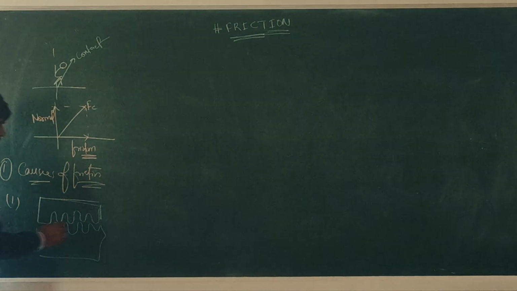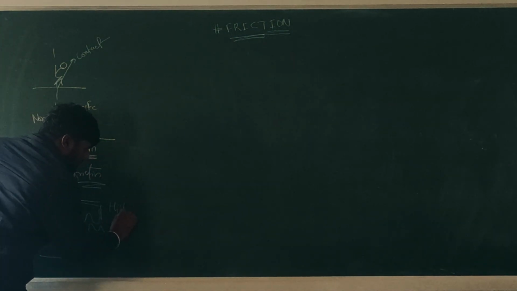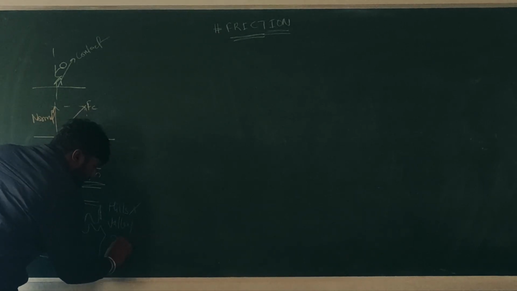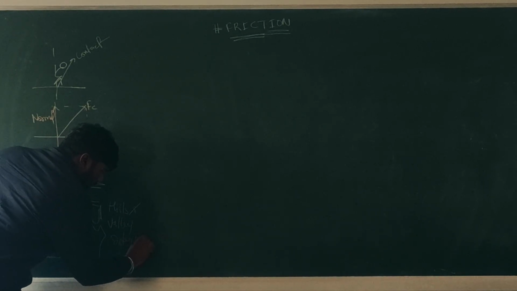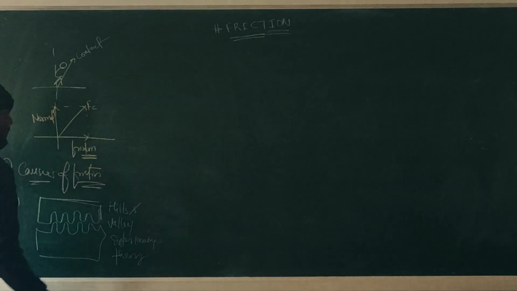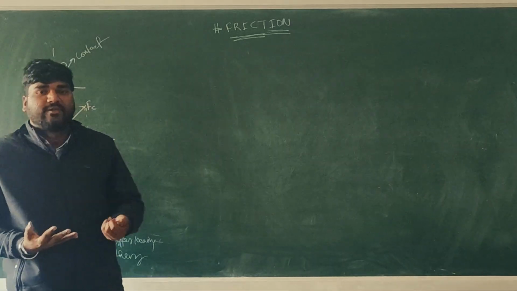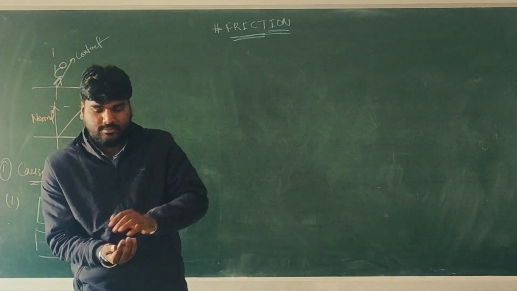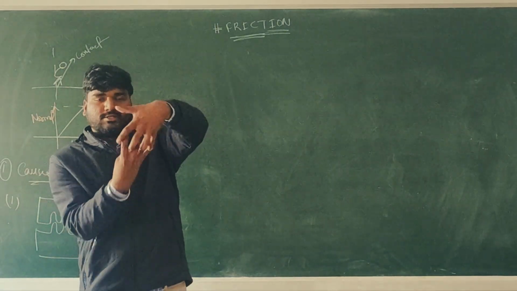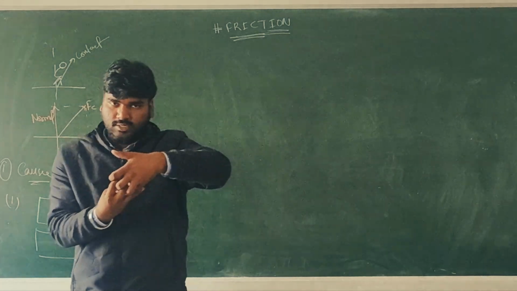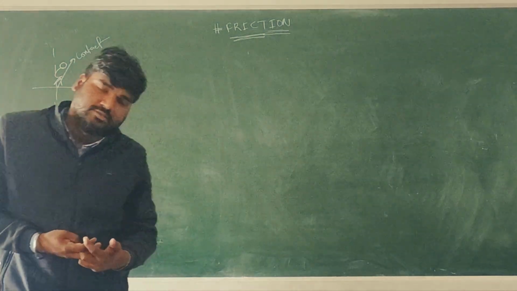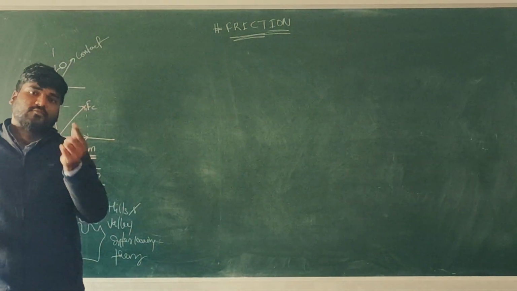So this is called the interlocking theory. What's that? This is basically what will happen. The hills and valleys will interlock like this. Let me just do it like this, right? And this is the cause of interlock, and this is the first cause of friction, right?